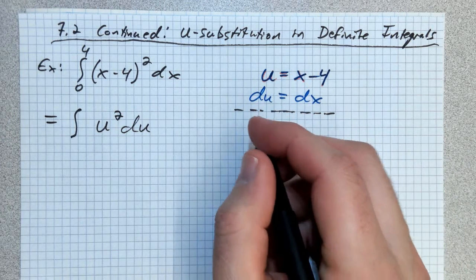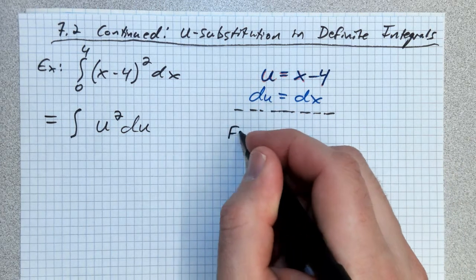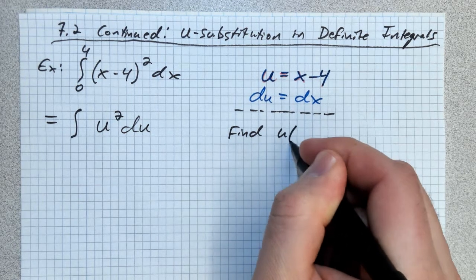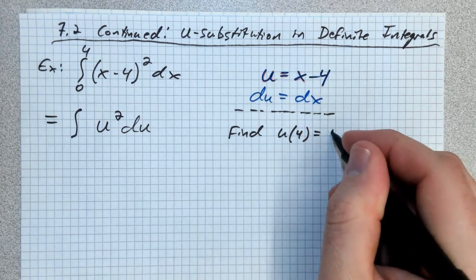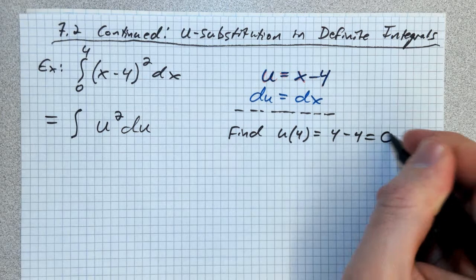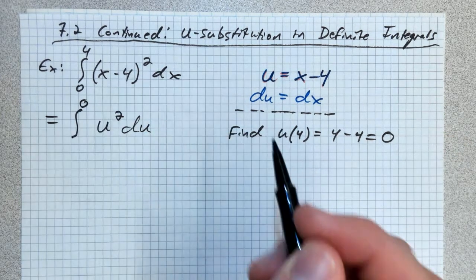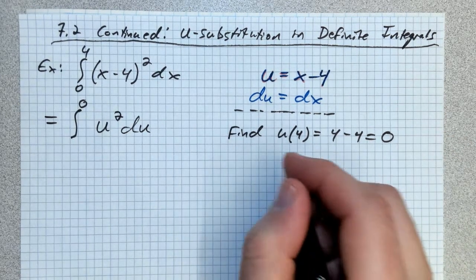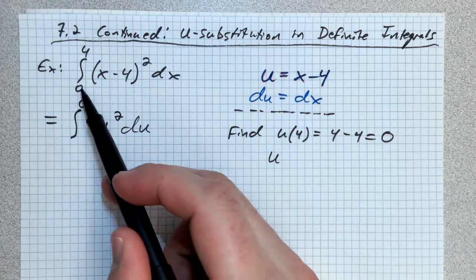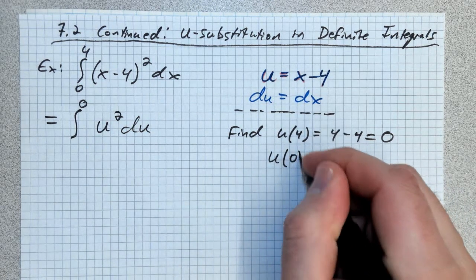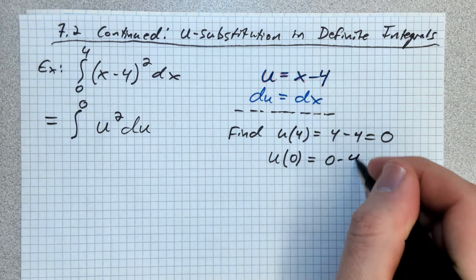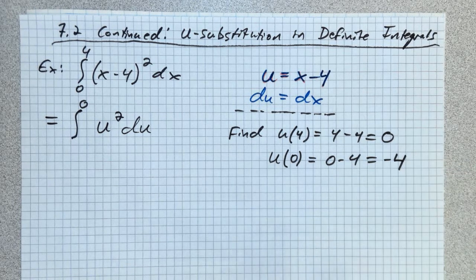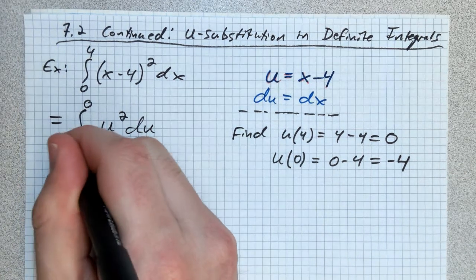So I'm going to go find u of 4. U of 4 is equal to 4 minus 4, which is 0. Okay, so I'll put 0 up here. And then I'm going to go find u of 0, because I'm putting in the lower bound now. So u of 0 is equal to 0 minus 4, which is equal to negative 4. Right, so that's my new bounds.